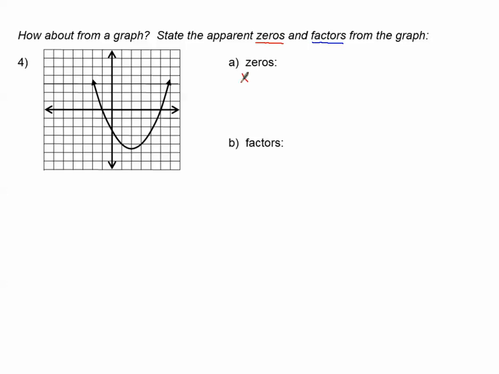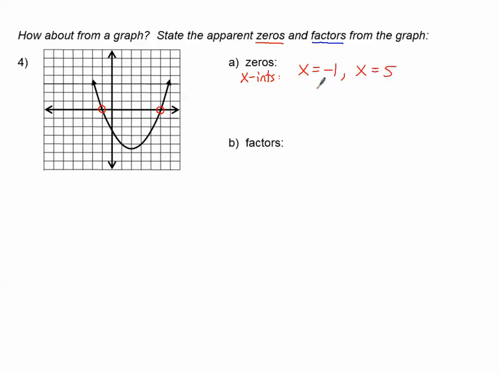Remember that zeros are simply x-intercepts. So all I need to do is identify the x-intercepts. I see two of them. One of them is right here, and the other one is right here. So let's identify those numbers. This is -1, so x equals -1. And the other one is 1, 2, 3, 4, 5, so x equals 5. Those are our two zeros.